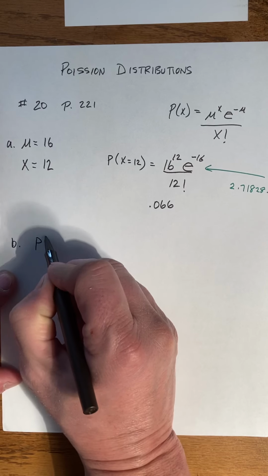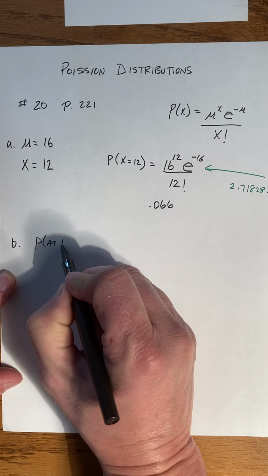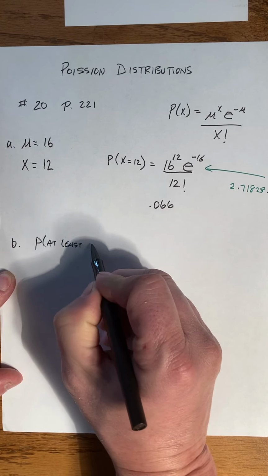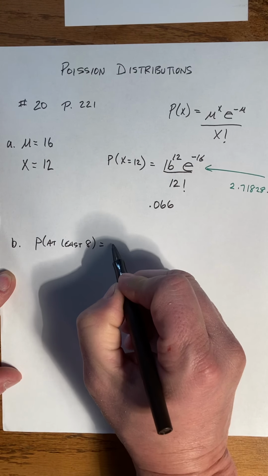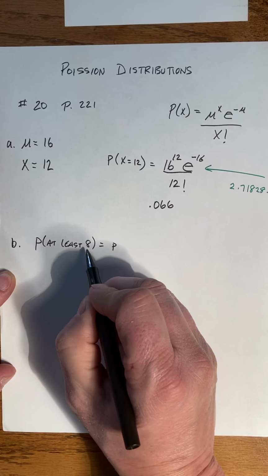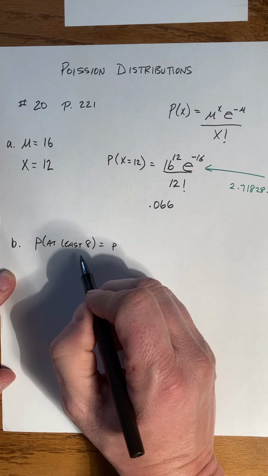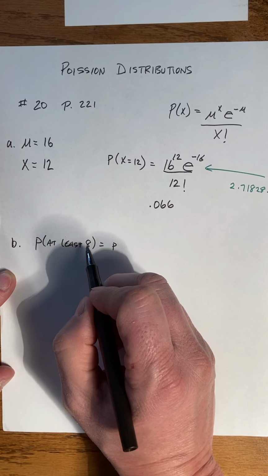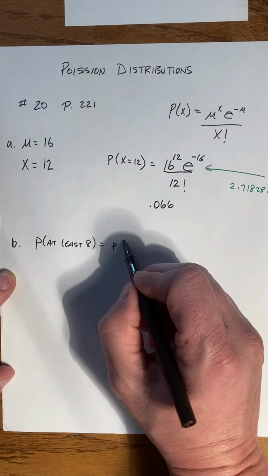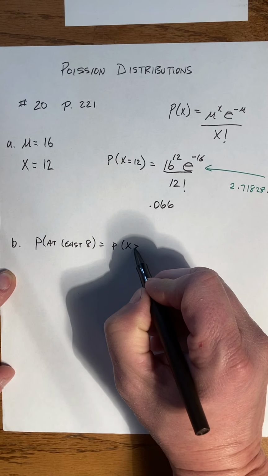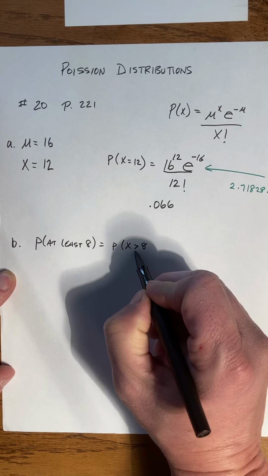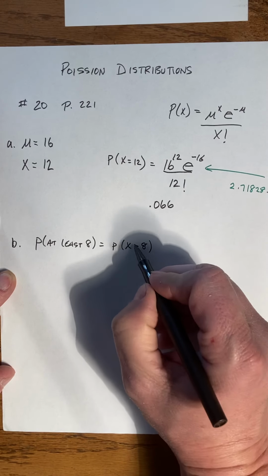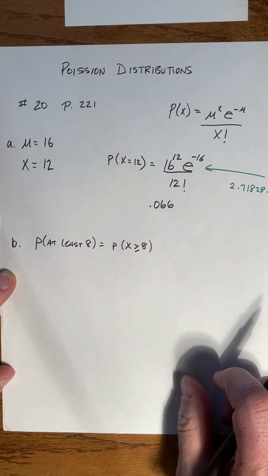So if we put the probability of at least 8, let's think about what this means. It's the probability. At least 8 means it includes 8. If I say I have $8 in my pocket, if I say I have at least 8, that means I have 8 or more. And 8 or more looks like this. X could be equal to 8 or more. That's where the greater sign comes in.